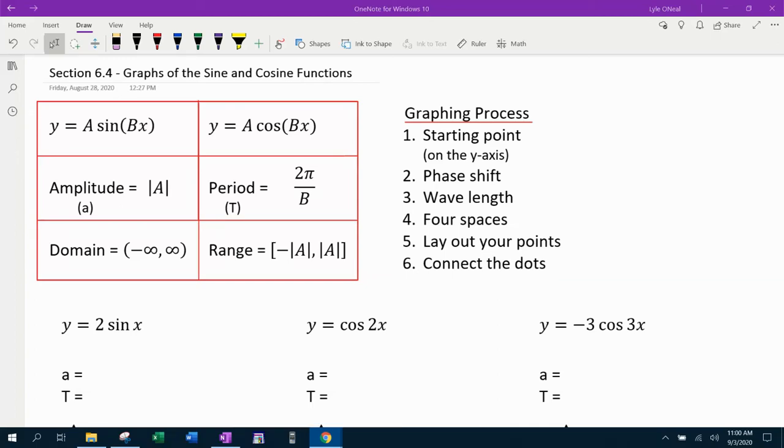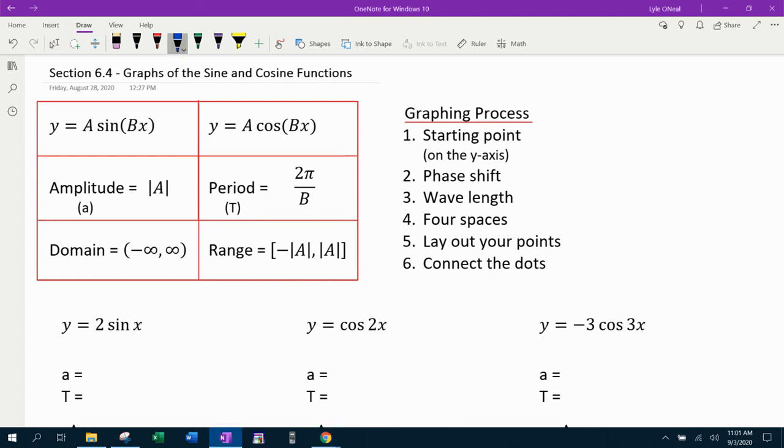Hello, welcome to section 6.4 from our trigonometry course, and I'm going to do my best to give a brief overview of this entire section. I've already got a lot of the notes laid out. Let's go through the notes, okay?